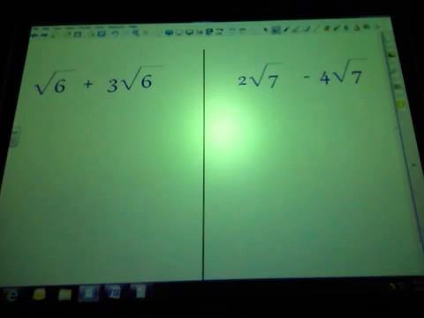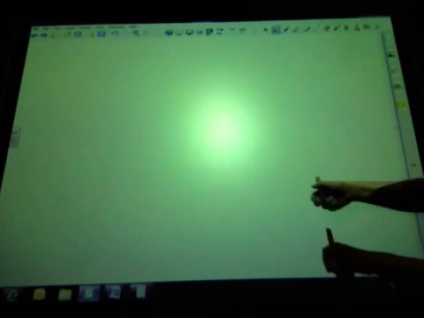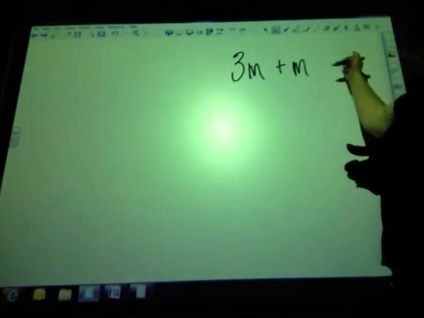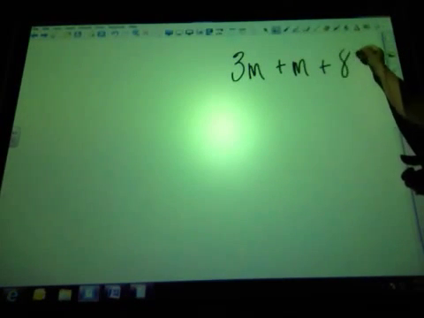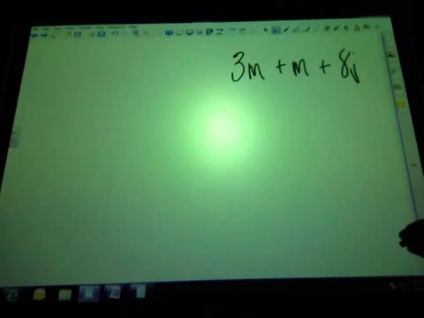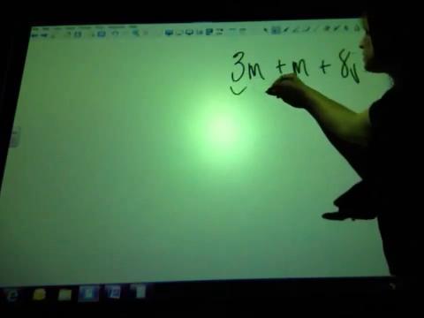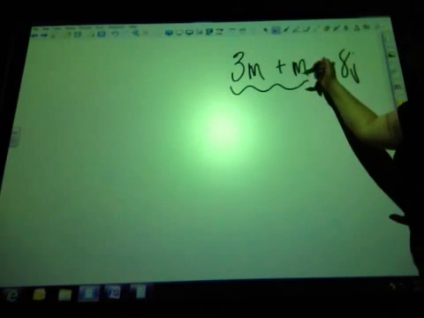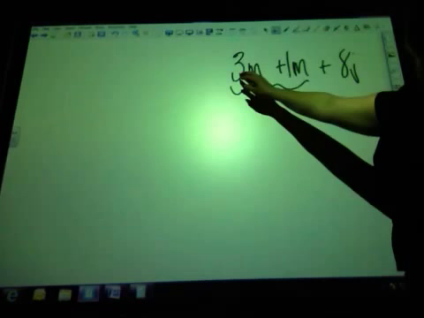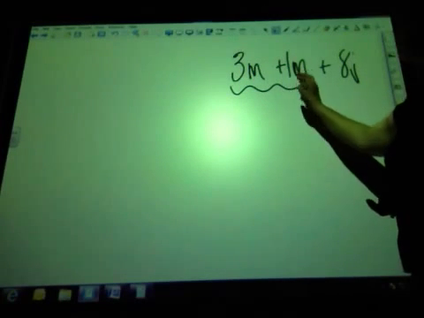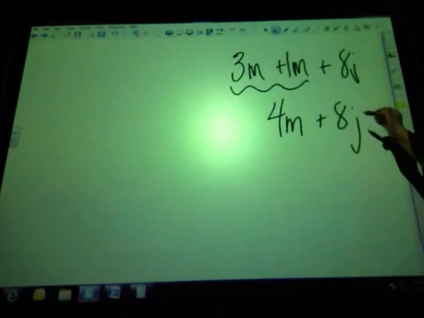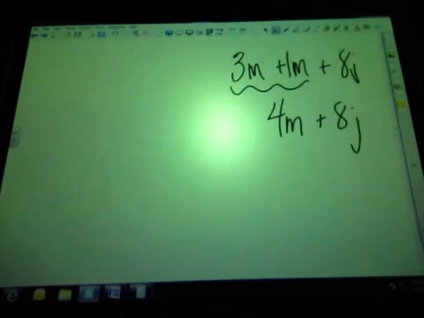And like, if you had a variable 3m plus m plus 8j, we can only put together the ones that are like terms. So in this, we could add 3m plus m. The m doesn't change. It's just that our coefficient in front of the m is going to change. 3m plus 1 more m would be 4m. We can't combine it with 8j because they don't have the same variables, so they're not like terms.